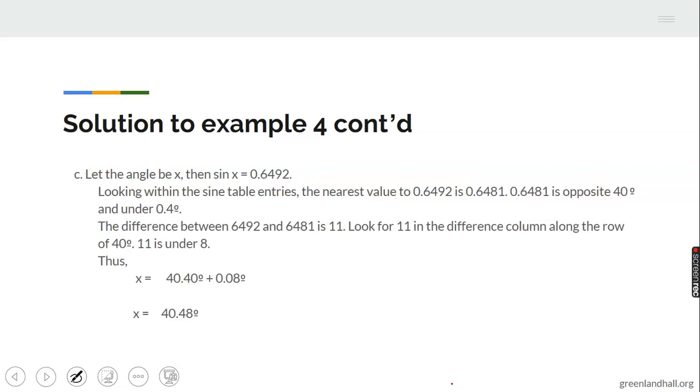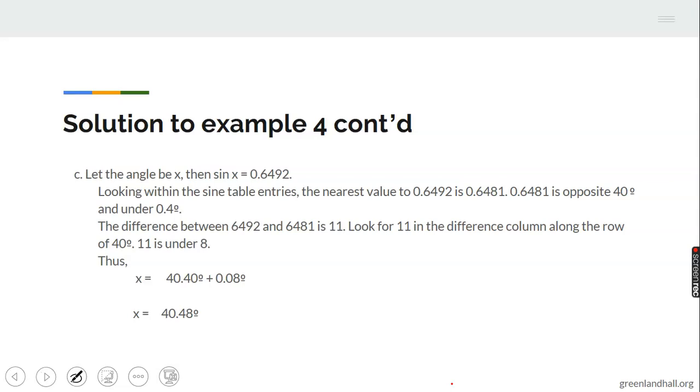Okay. Now, the next one, you are looking for 0.6492. What do you do? Go and check where you can get 0.6492 under your sine table. Open it before you and check where you can get 0.6492. If you can't get 0.6492, you get something that is closer.